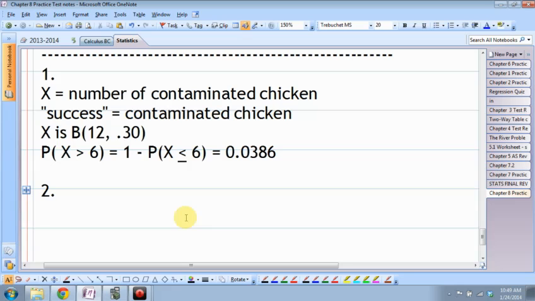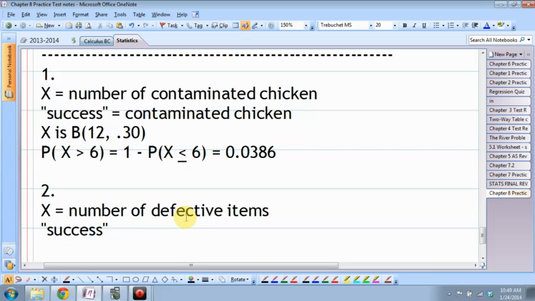Question 2. The probability that a certain machine will produce a defective item is 0.2. And we have a random sample of 6 taken out of this machine. So X would then be the number of defective items. And then again, success is a defective item. Okay. So then X is a binomial situation. We have taking 6 items, and the probability of that item being defective is 20%.